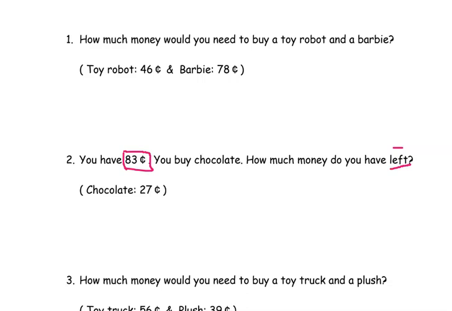The chocolate costs 27 cents, so we would subtract 27 cents from 83 cents. Like that. We subtract the ones first.